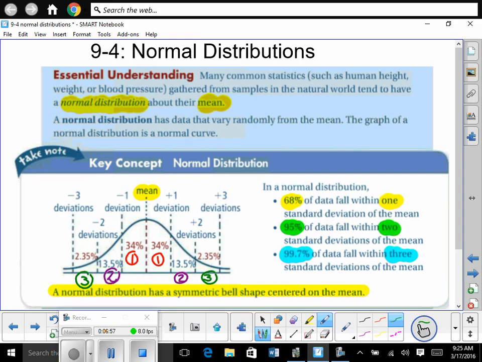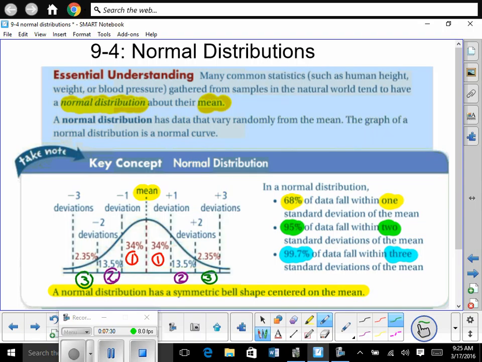Well, we take 99.7, we subtract off the amount that fell within 1, so minus 68, and then minus 13.5 minus 13.5, that leaves me with 4.7. Does everybody understand what I'm saying? So if you divide that by 2, that gives you 2.35.